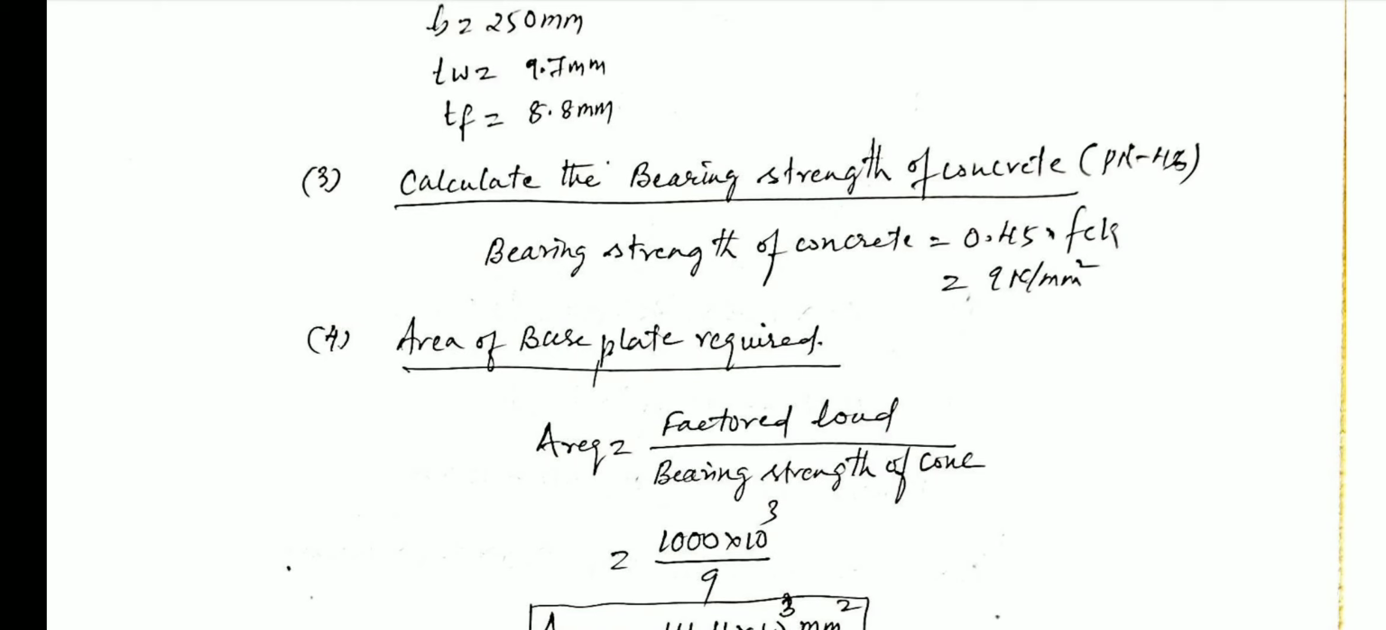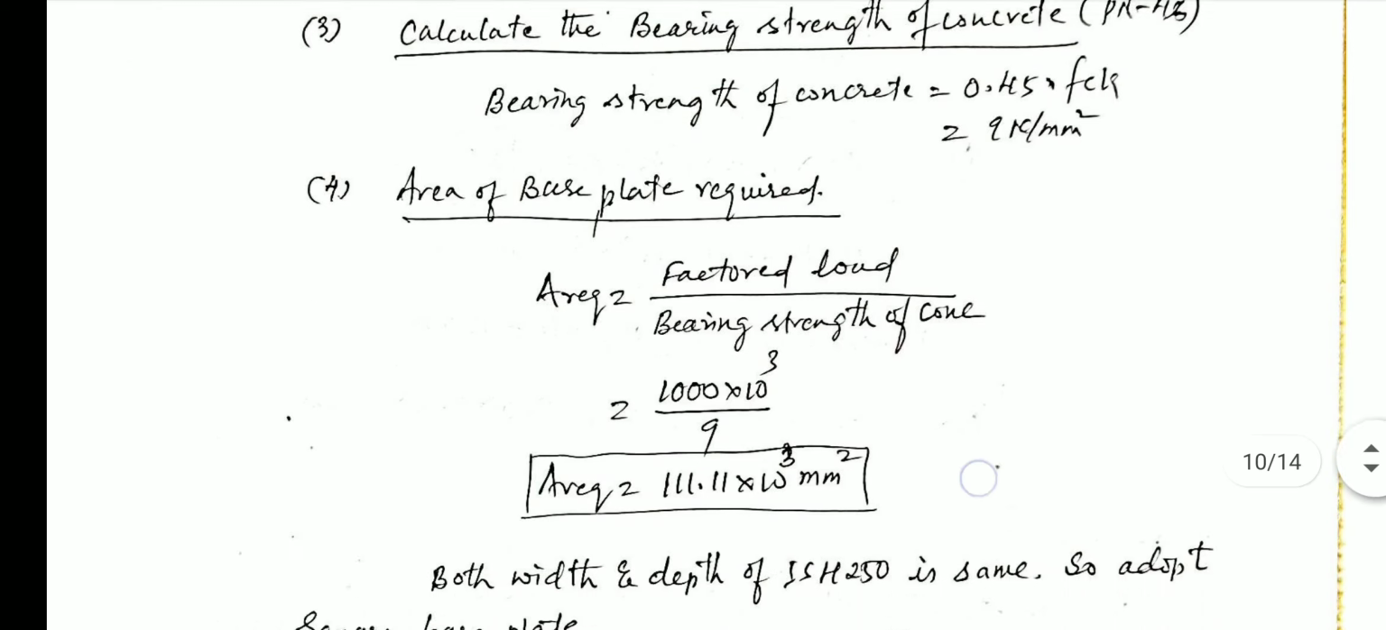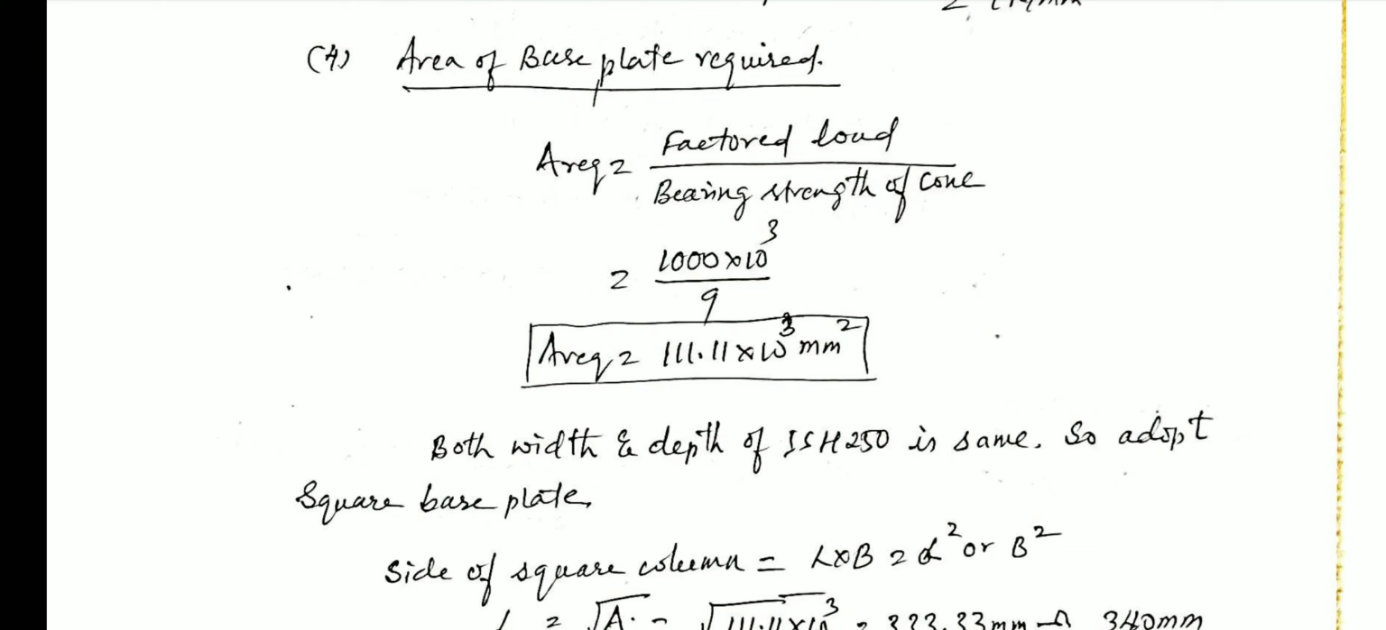Area of base plate required. The area of base plate required, A required, is equal to the factored load, that is Pu, divided by the bearing strength of concrete that you calculated in step number 3. Now when substituting the values, the factored load is given in kilonewton but the bearing strength is in Newton per mm square, so the factored load should be converted into Newton, 10 raised to 3. So 1000 into 10 raised to 3 divided by 9. We get the value of 111.11 into 10 raised to 3 mm square, because area is always indicated in square, since Newton is cancelled and the remaining is mm square.